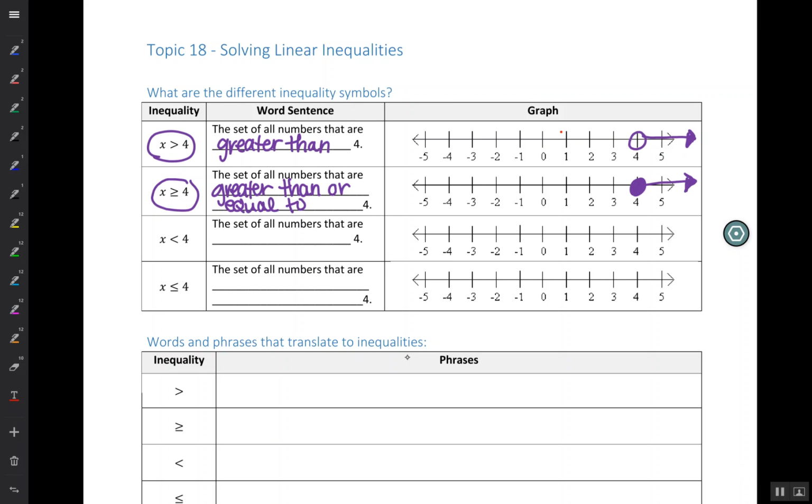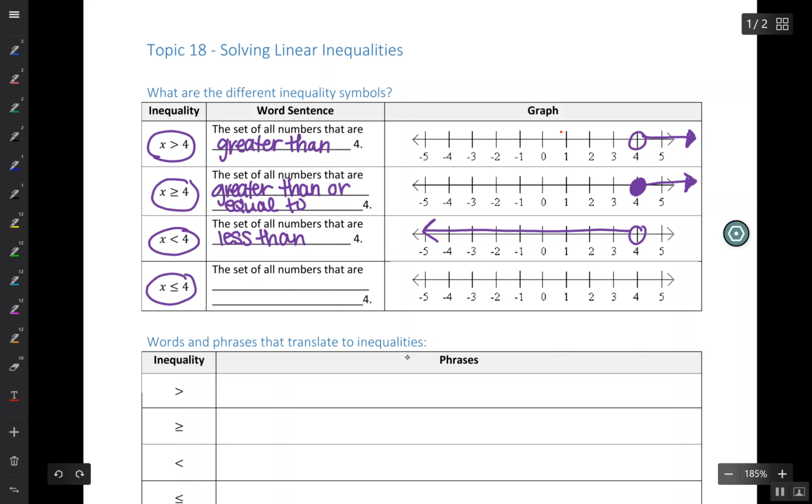For less than, okay, we have the same situation. First we have all the numbers that are less than 4. We're not including 4 here, so we're going to have an open dot, but this time we're going to go to the left. And the last one is here, less than or equal to 4. So 4 gets to come to the party again, make a nice solid dot, and we're going to go left.